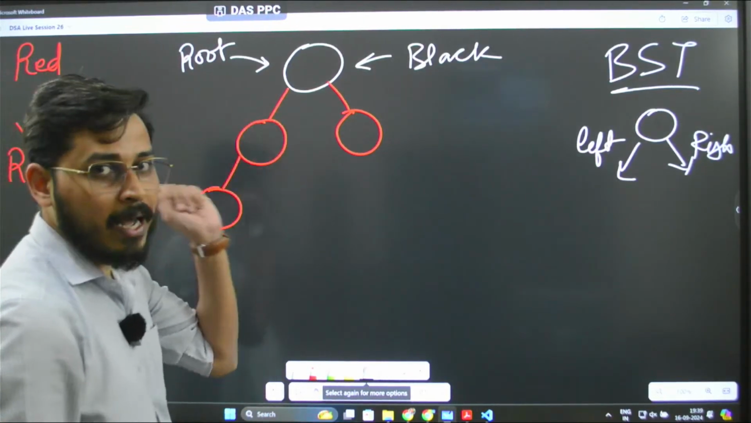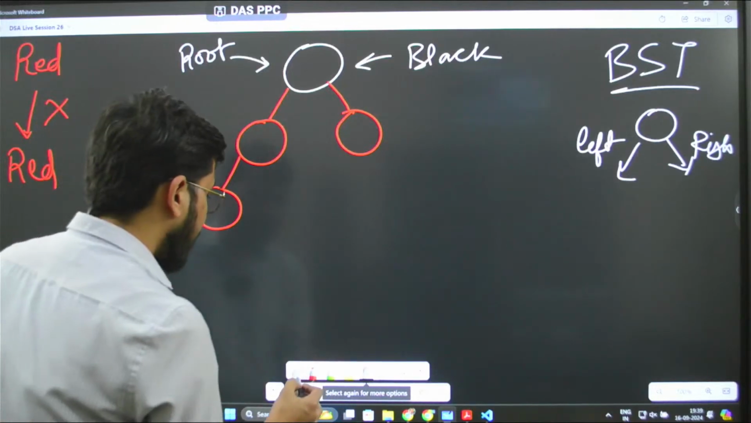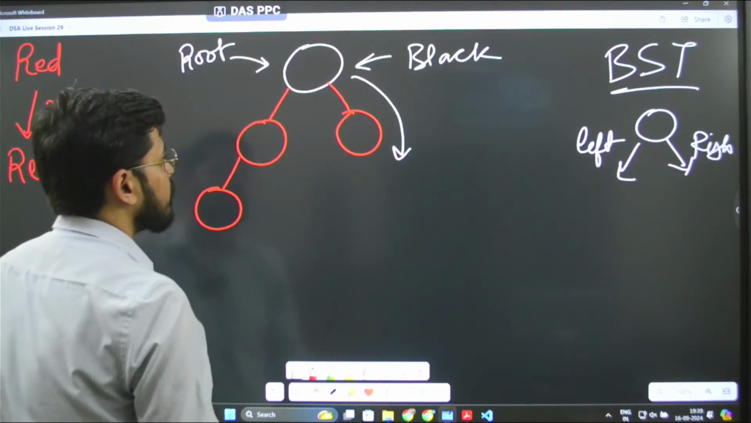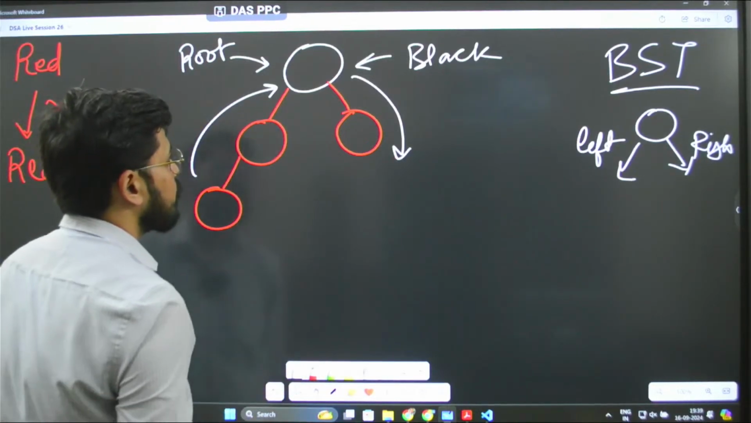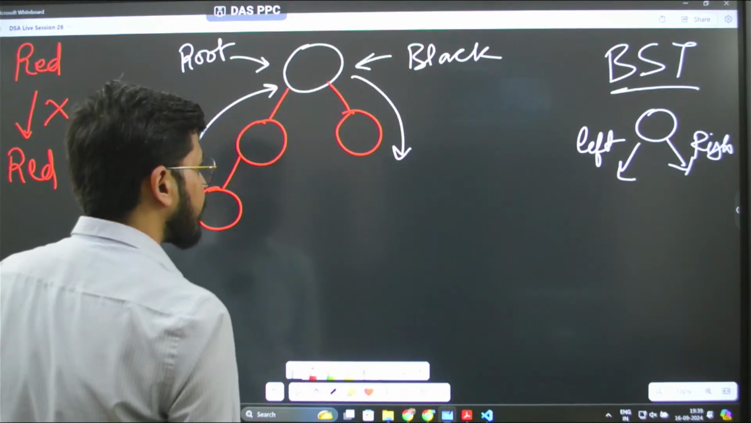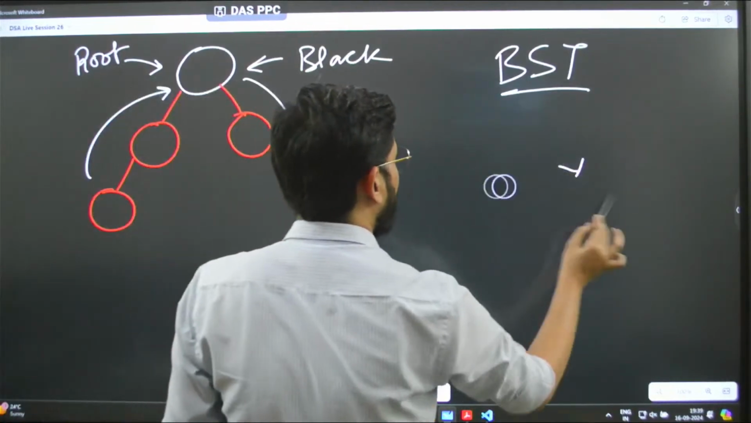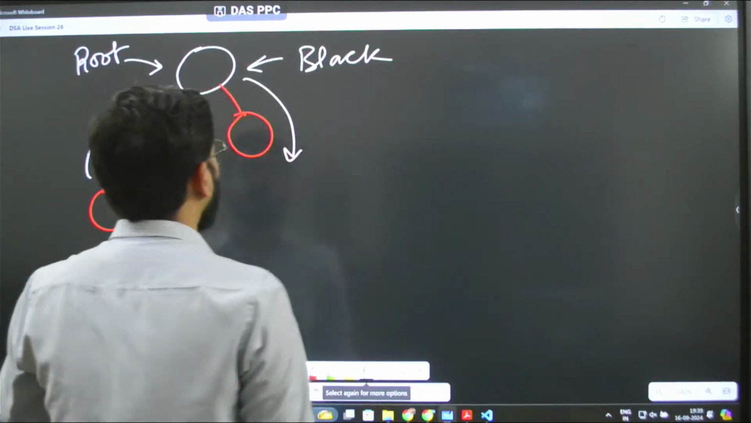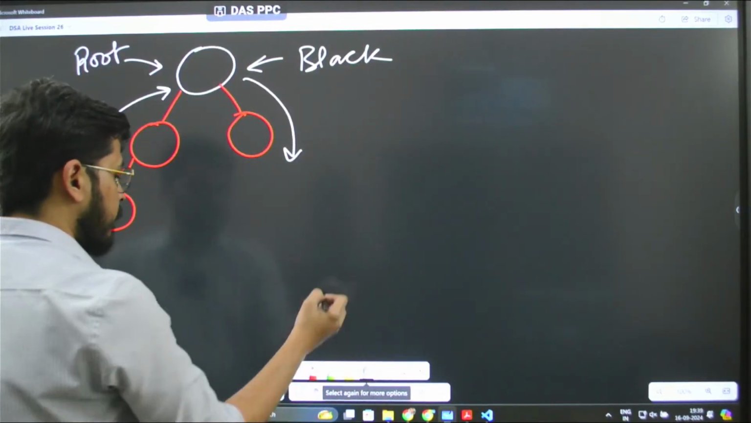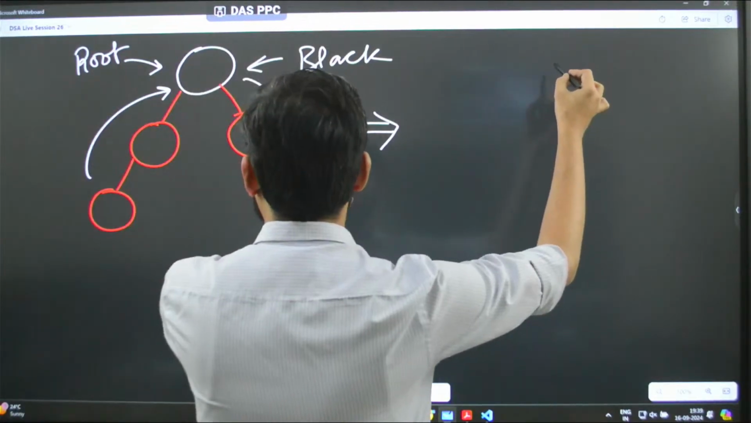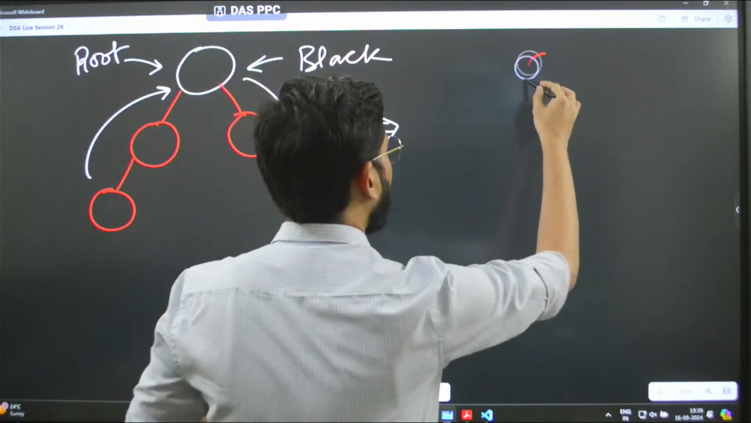Is the root black? Yes. So can't I do some shift here? I can shift this right here and this to the root. So what would the required tree look like? It would look like this.